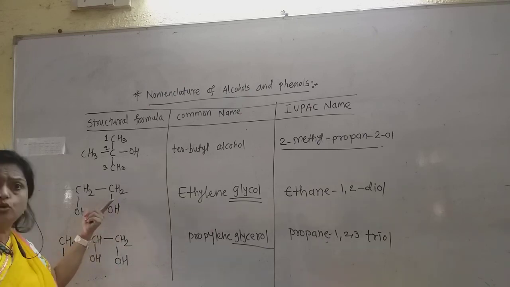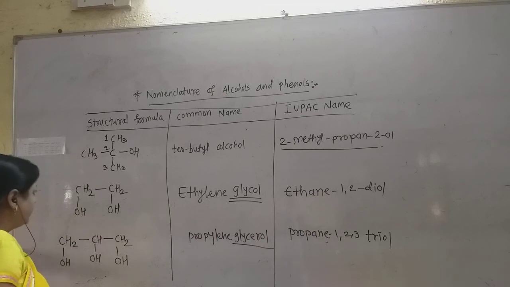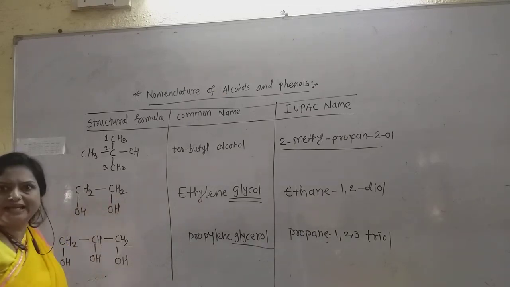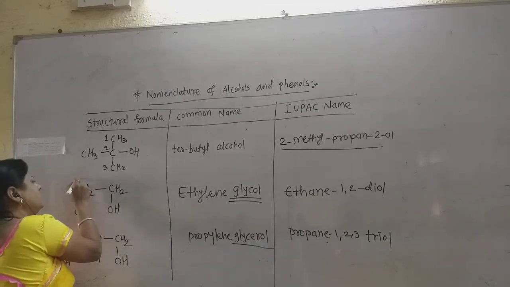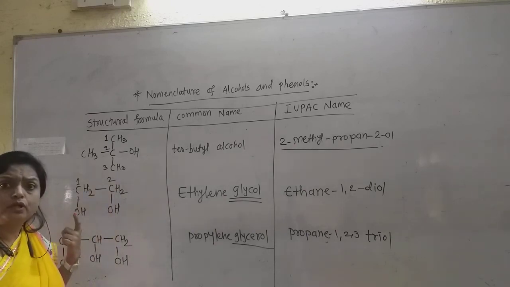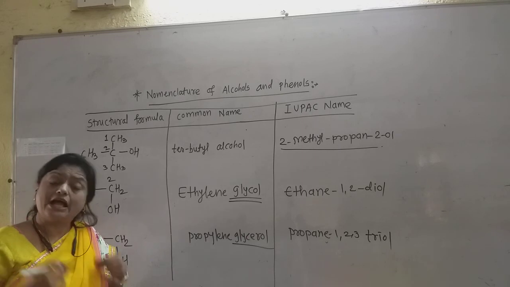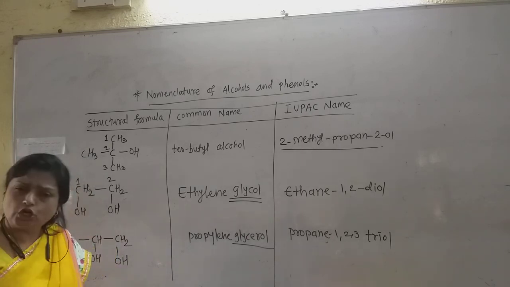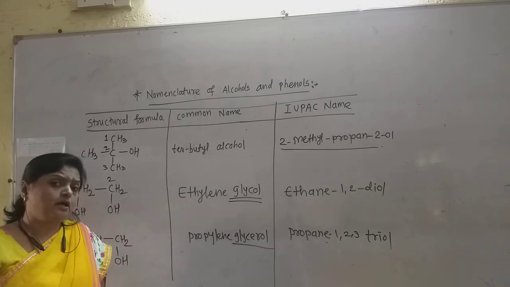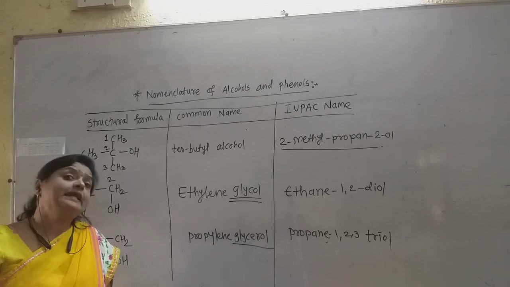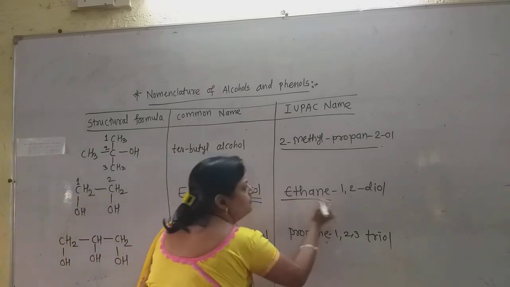Now there are two OH groups on this alcohol, on both of the carbon atoms. So number from any side as 1, 2. So for the IUPAC name while giving the diols, that is the glycerol or glycols, write the complete name of the parent alkane. That is very important.